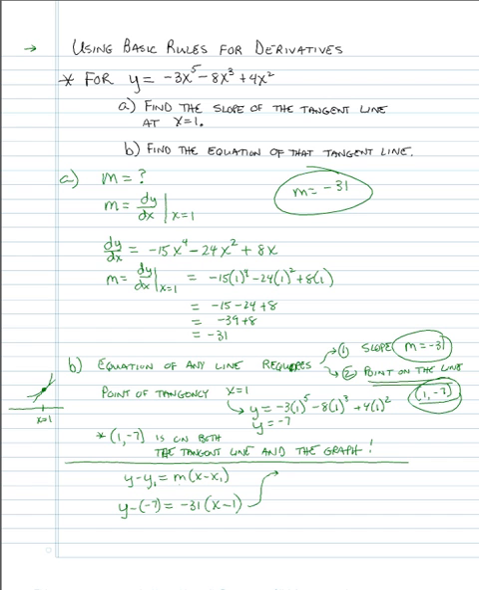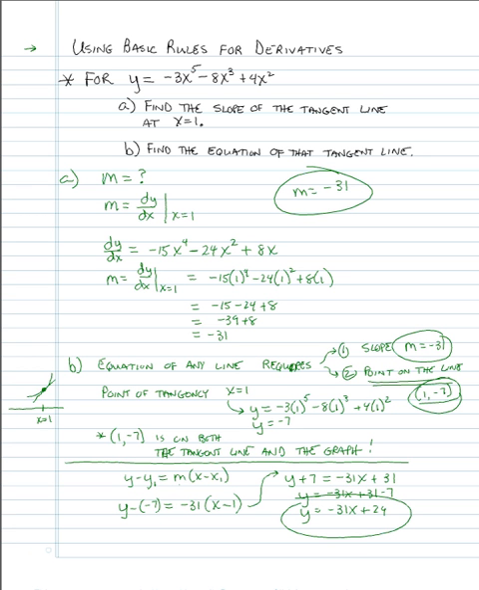Let's see, let me move up over here. y subtract negative 7 is y plus 7. And then we have a negative 31 times x, and a negative 31 times negative 1 ends up being plus 31. And then we would subtract 7 on both sides. So we would end up with y is negative 31x plus 31 subtract 7. And of course, when we subtract 7 from 31, we end up with 24. And so the equation of our tangent line is y equals negative 31x plus 24.